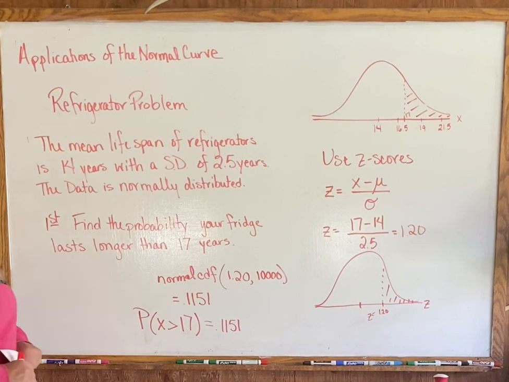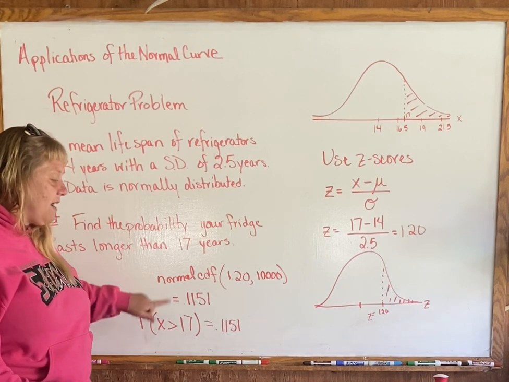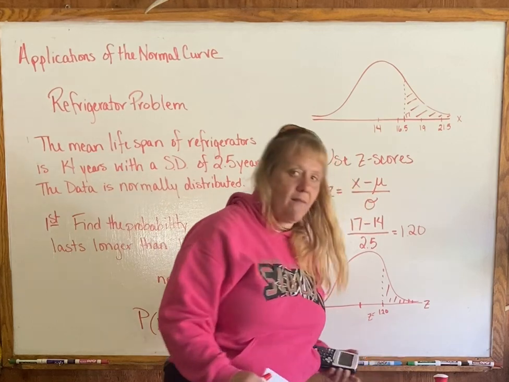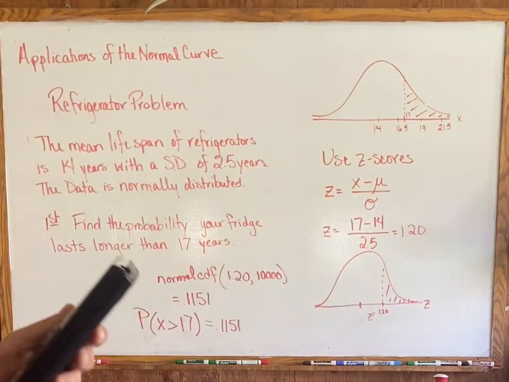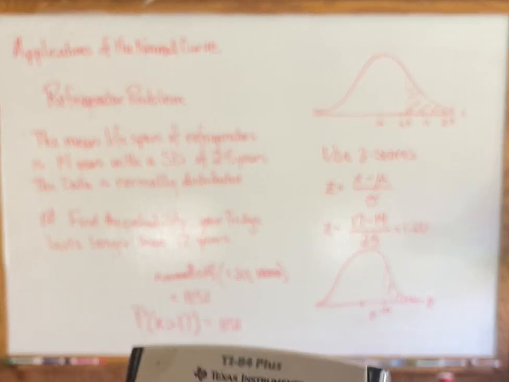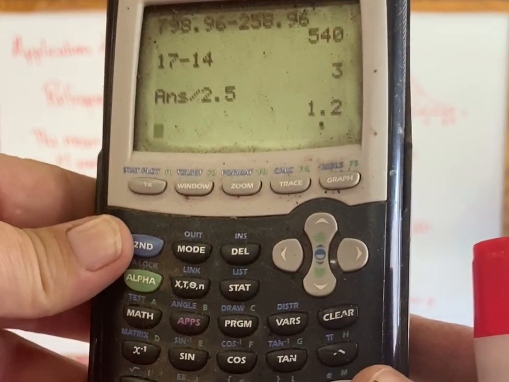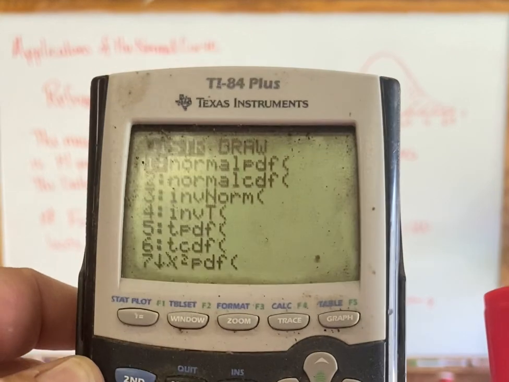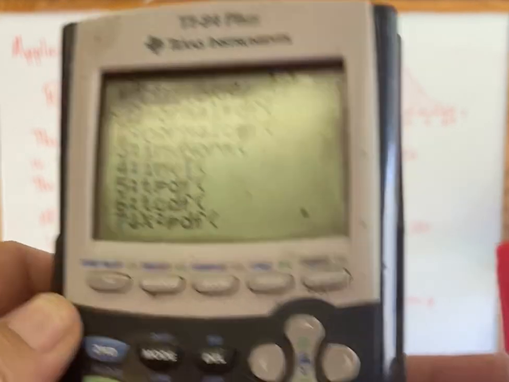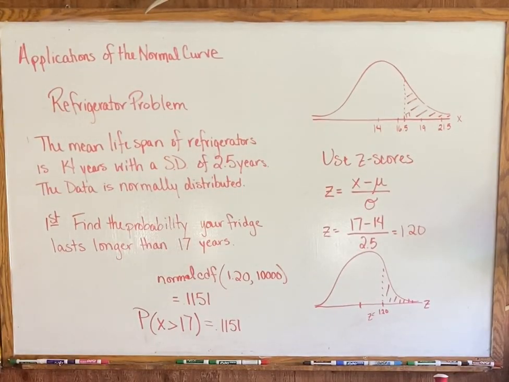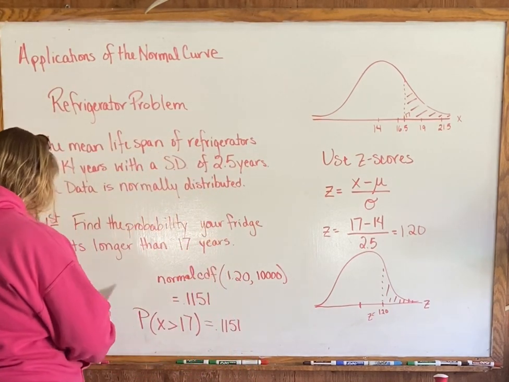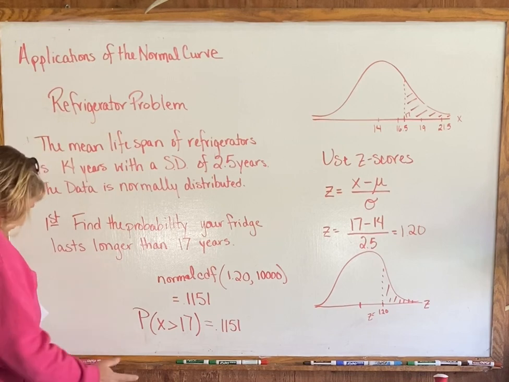Okay. All right, so remember that normal CDF is underneath the distribution key on your calculator, so you have to go second, and then this distribution key over there, and there's your normal CDF, okay? Okay, so that's our first example there.